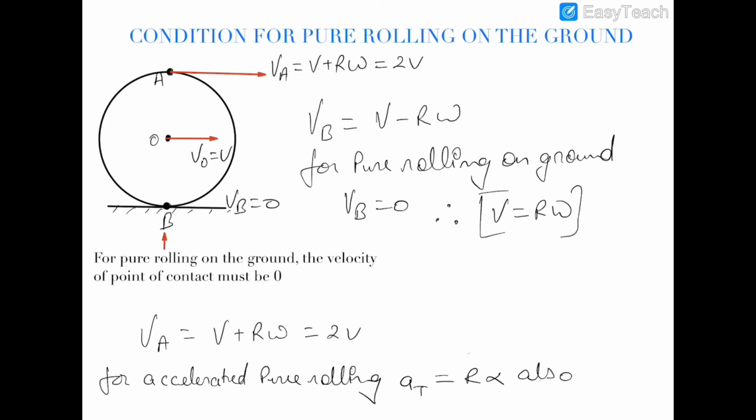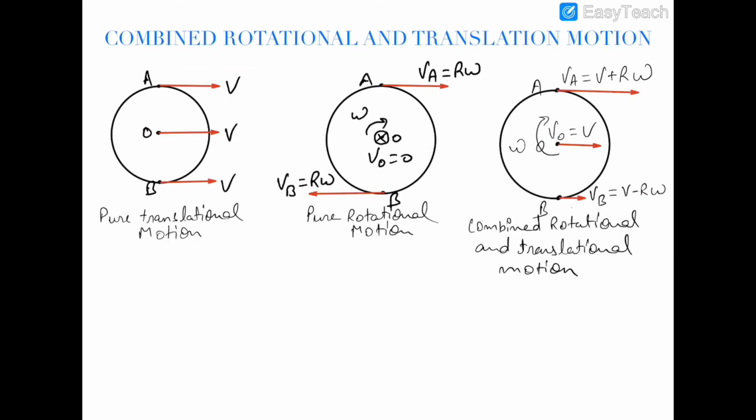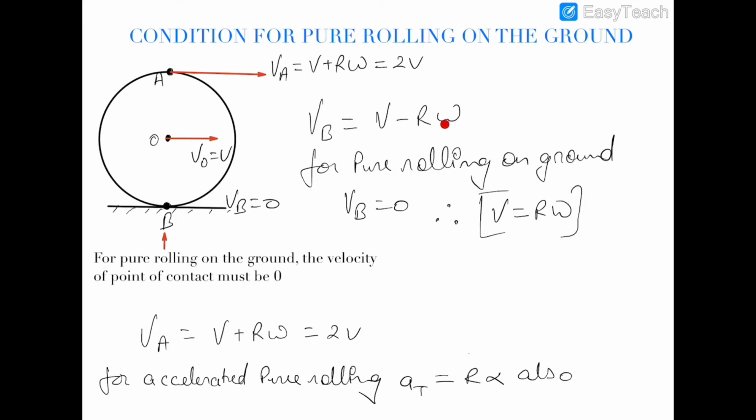So if the velocity of point B is 0, which was earlier v minus r omega, now if we equate it to 0, then v minus r omega is 0, and therefore v is equal to r omega.